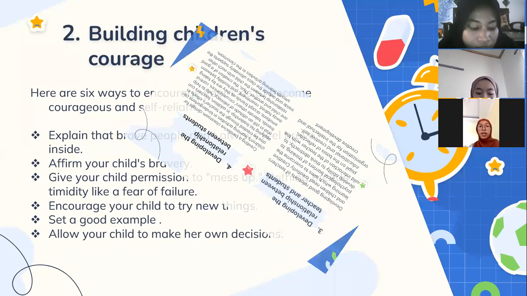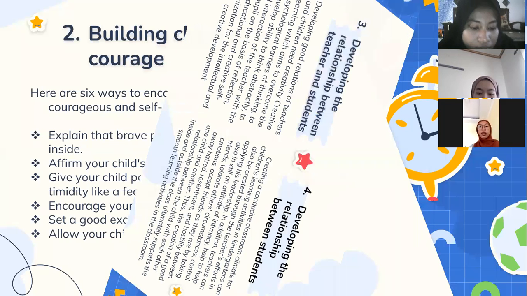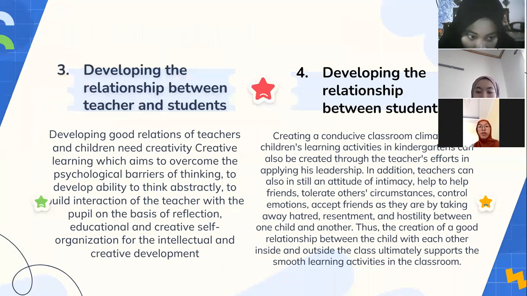Third, developing the relationship between teacher and students. Developing a good relationship between teachers and children needs creative learning which aims to overcome psychological barriers in thinking, to develop the ability to think abstractly, to build interaction of the teacher with the pupil on the basis of reflection, educational and creative self-organization for intellectual and creative development.